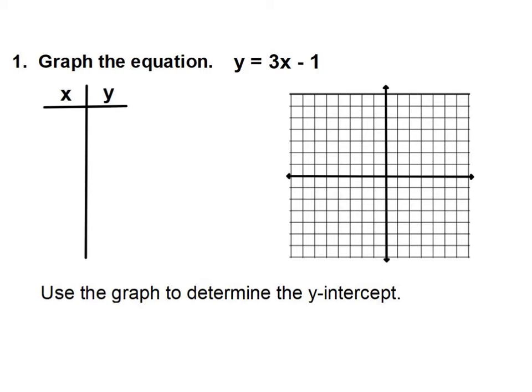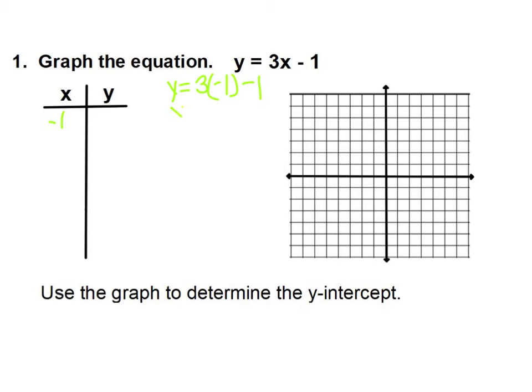We are going to follow those same steps to graph this equation. y equals 3x minus 1. So I always like to start with negative 1. And so we're going to substitute negative 1 for x. So y equals 3 times negative 1 minus 1.